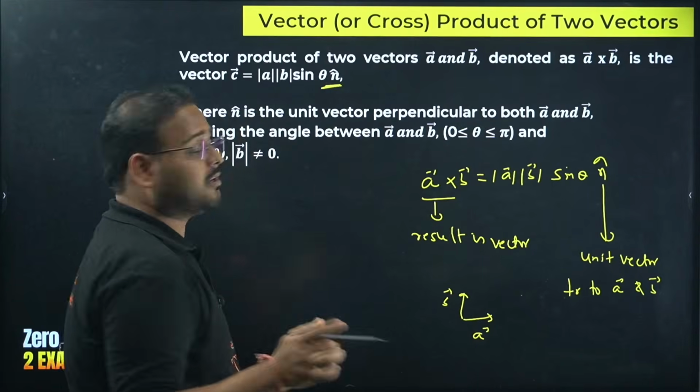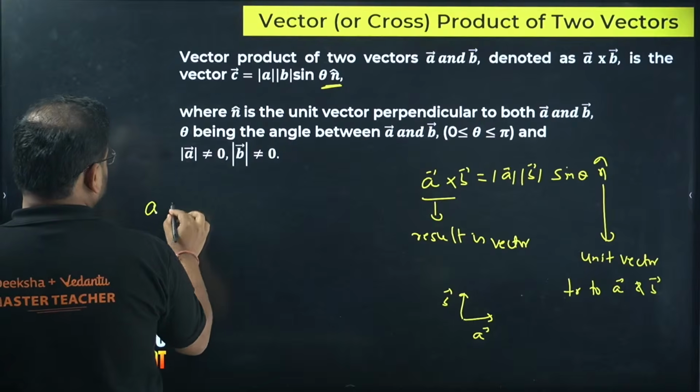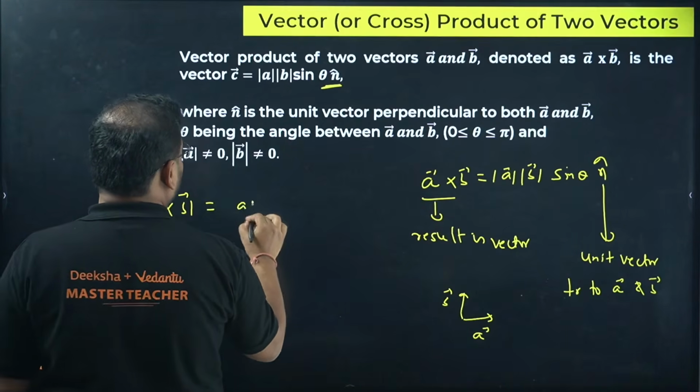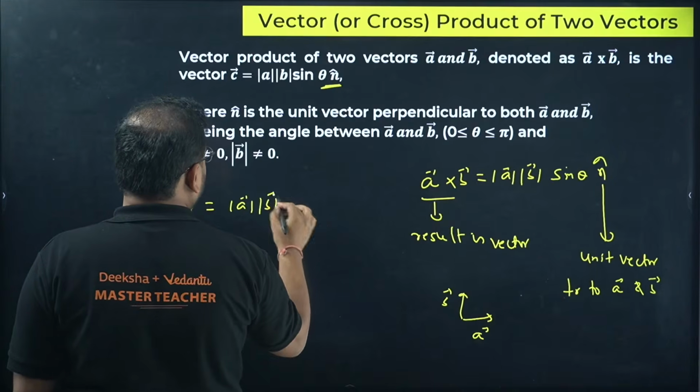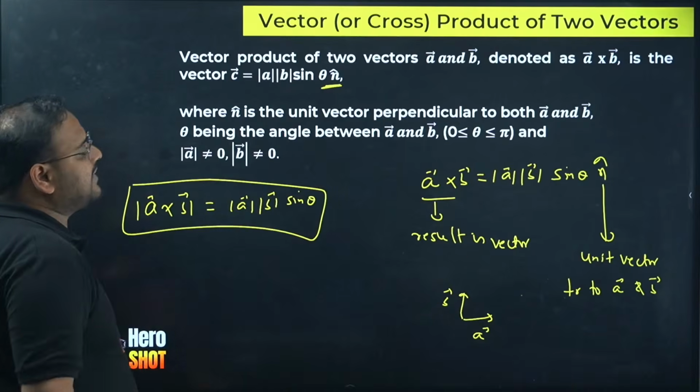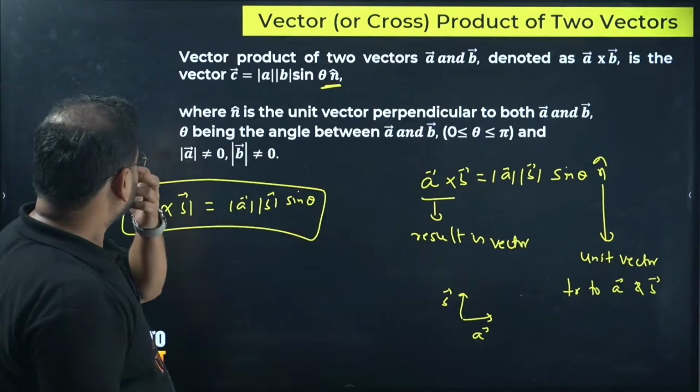If you're writing just the magnitude of the cross product, write modulus of A cross B, then you'll have mod of A, mod of B, and just sine theta.